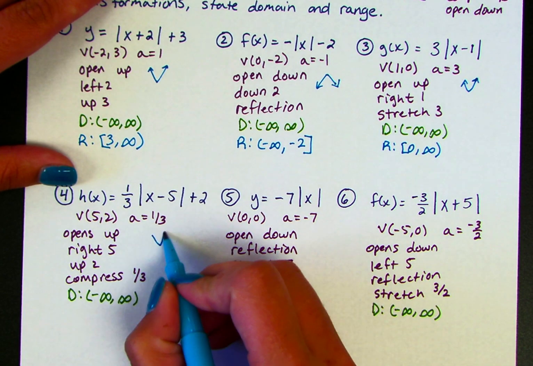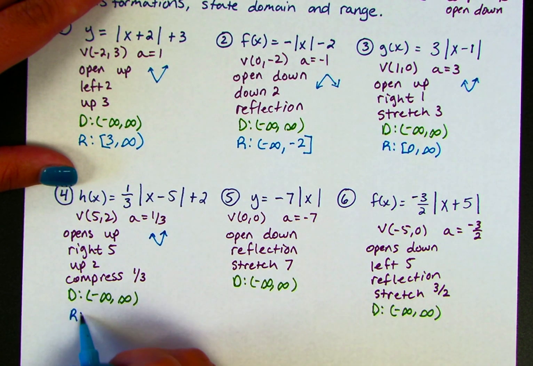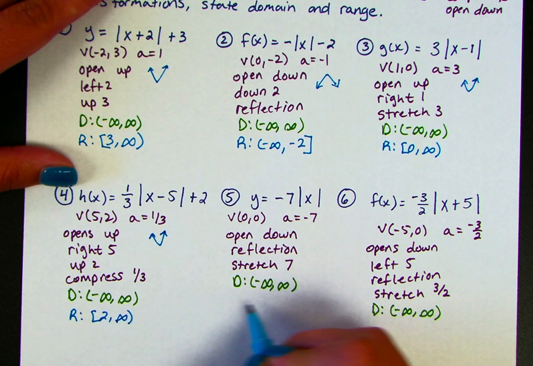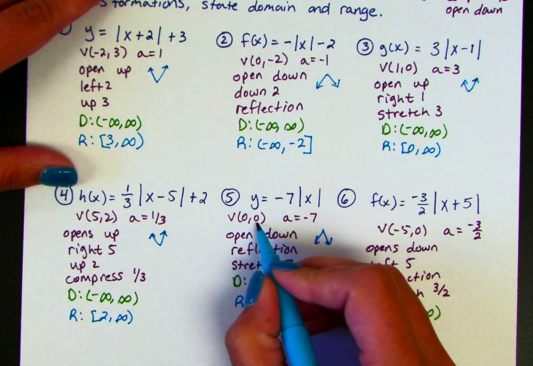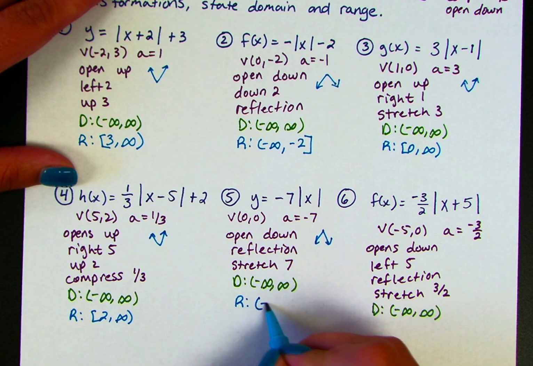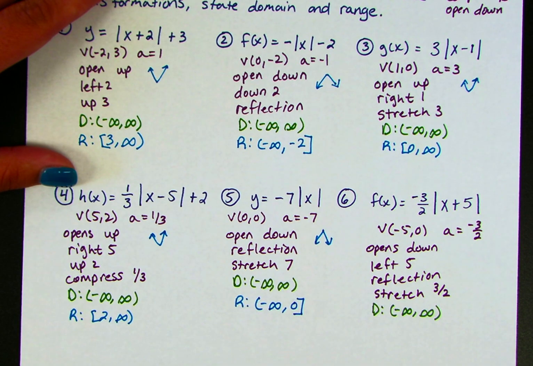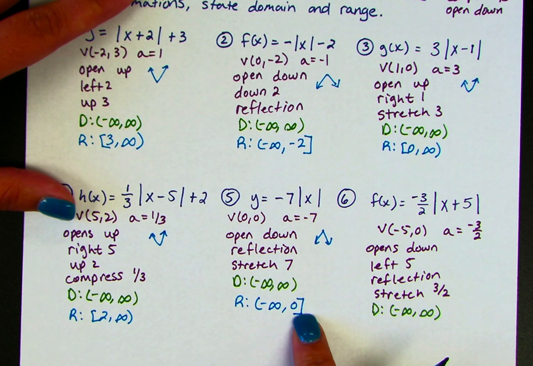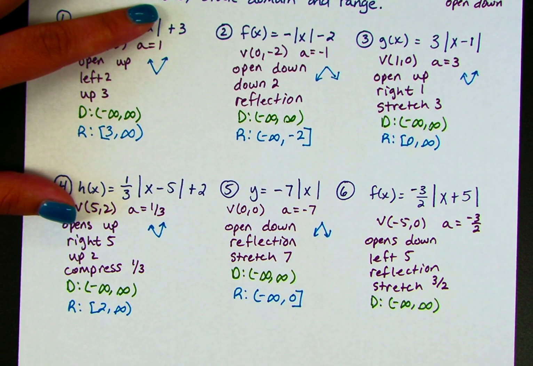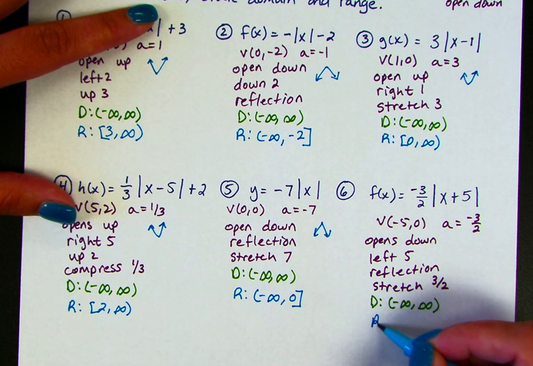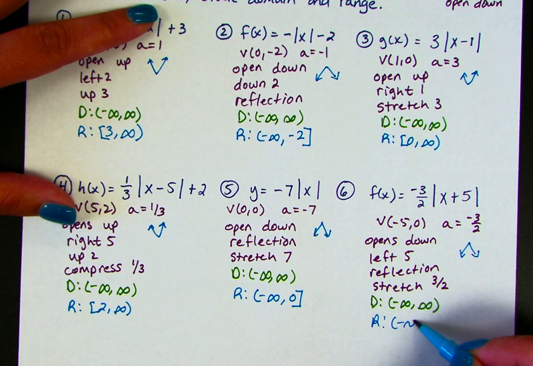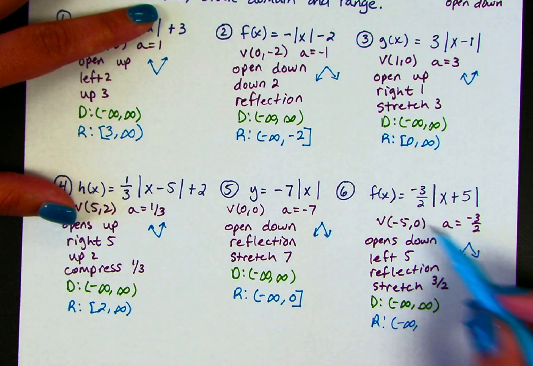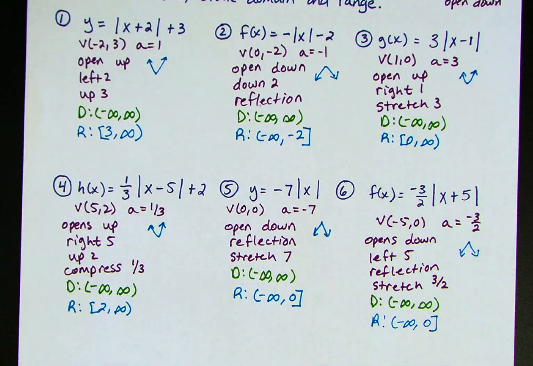On 4, going up again. So this will be from 2 to positive infinity. Here we're opening down. So y is 0, so this will be from negative infinity to 0. And we should be doing brackets on our number because that point is on our graph. And then this one, again, opening down. So this is coming from negative infinity to 0. And we are always using the y value of the vertex.